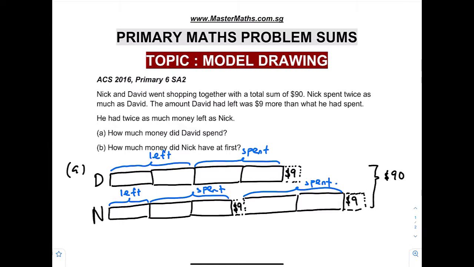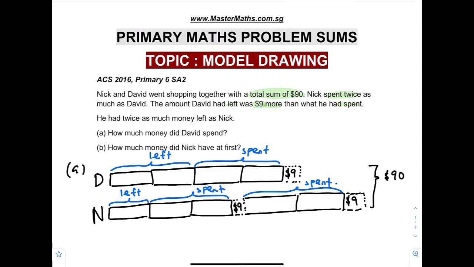Greetings friends, in today's problem sums we discuss a model drawing question from the ACS school year 2016. Nick and David went shopping together with a total sum of $90. Nick spent twice as much as David. The amount David had left was $9 more than what he had spent.